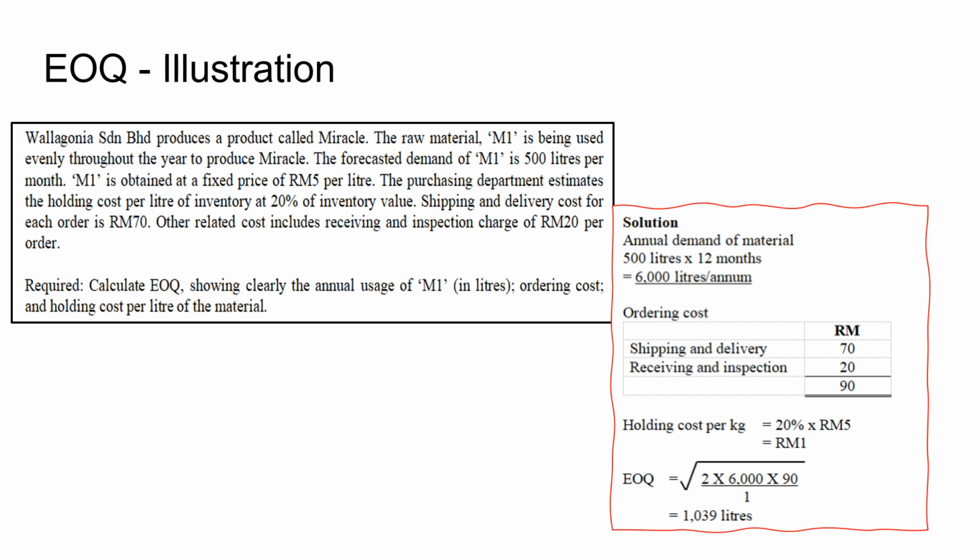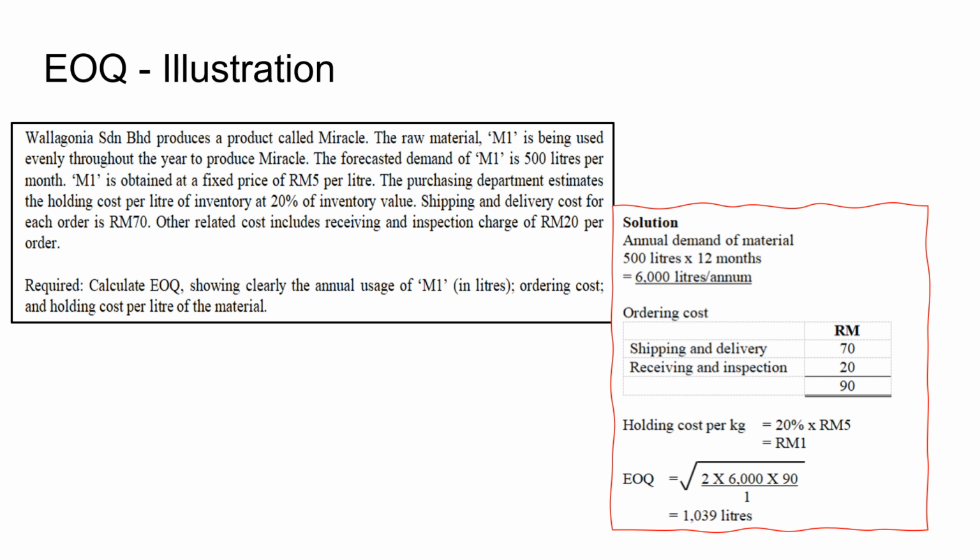And then when the goods are received at the receiving department, you will need to do some inspection. Okay, so the cost associated with the activity is 20 ringgit per order. So in other words, this is also part of the ordering cost in order for you to have that material. Therefore, ordering cost will consist of shipping and delivery cost for each order, 70 ringgit, and also the receiving and inspection charge of 20 ringgit. So in total, the ordering cost is 90 ringgit.